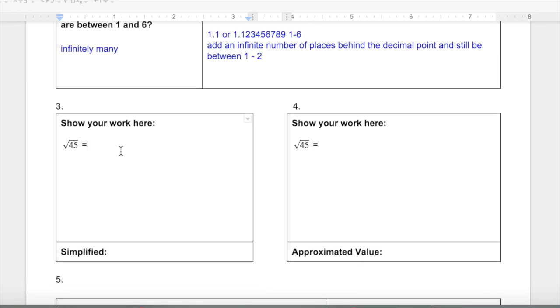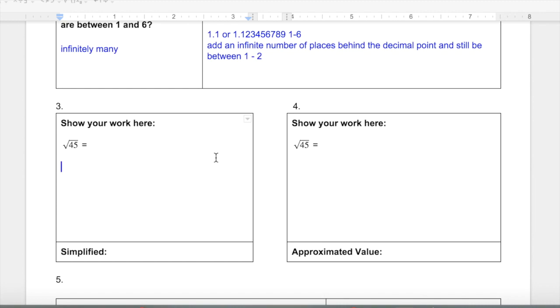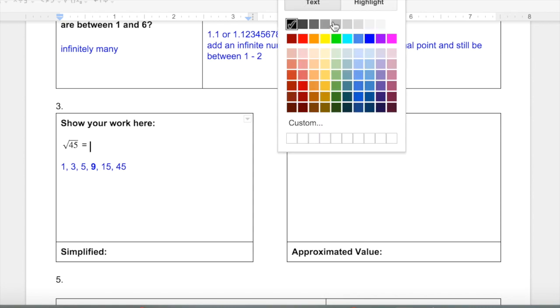Okay, simplify this one. I'm going to come up with the factors of the square root of 45. So factors of 45 would be 1 and 45, 3 and 15, and let's see, not 4, 5 and 9, and that should be it. So my biggest perfect square here is 9. So I'm going to rewrite this.